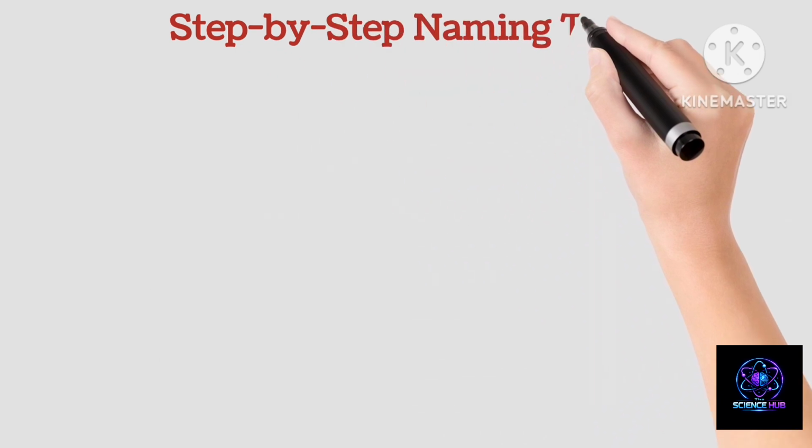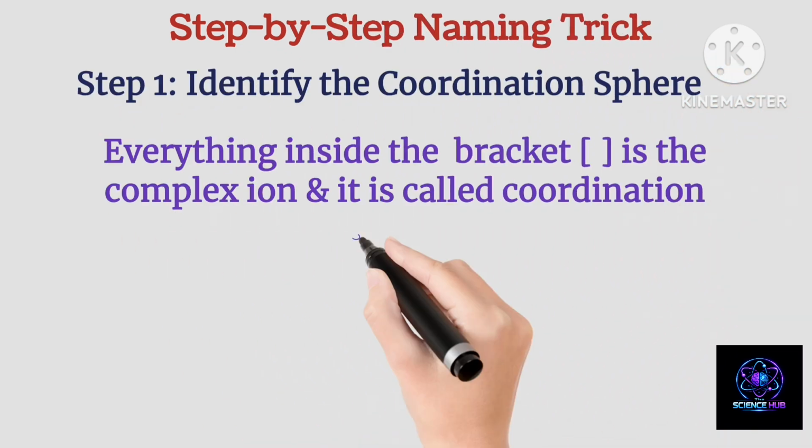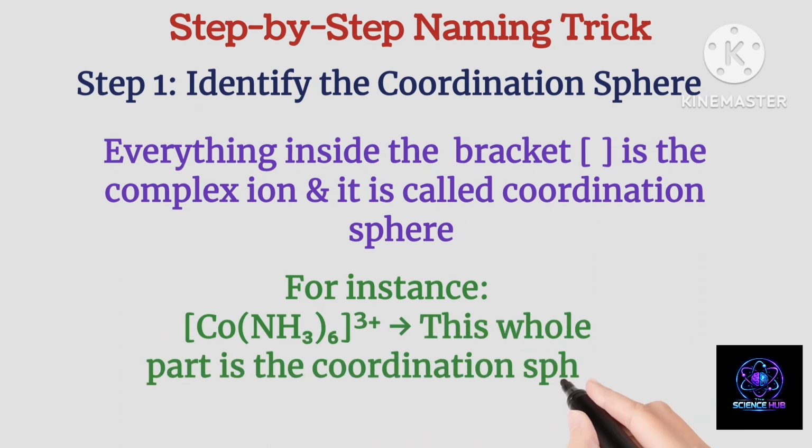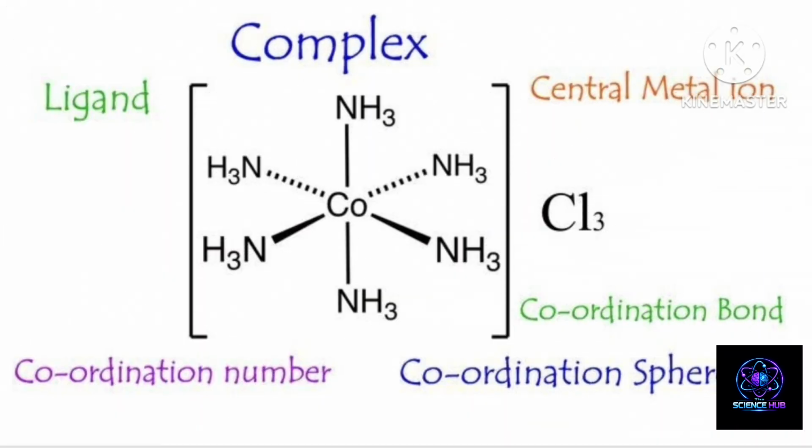Step-by-step naming trick. Step 1. Identify the coordination sphere. Everything inside the bracket is the complex ion, and it is called the coordination sphere. For instance, hexaamminecobalt(III) chloride. This whole part is the coordination sphere.